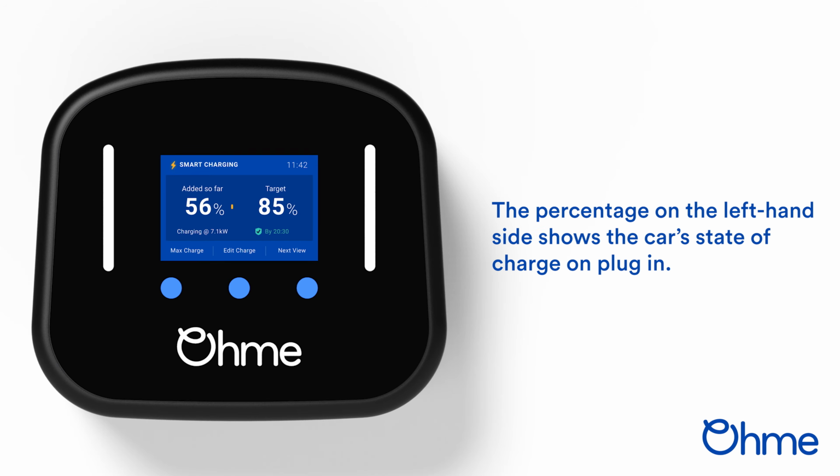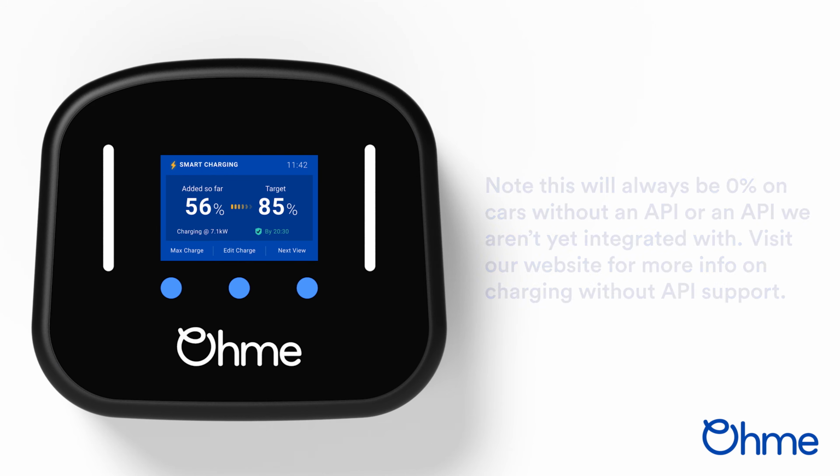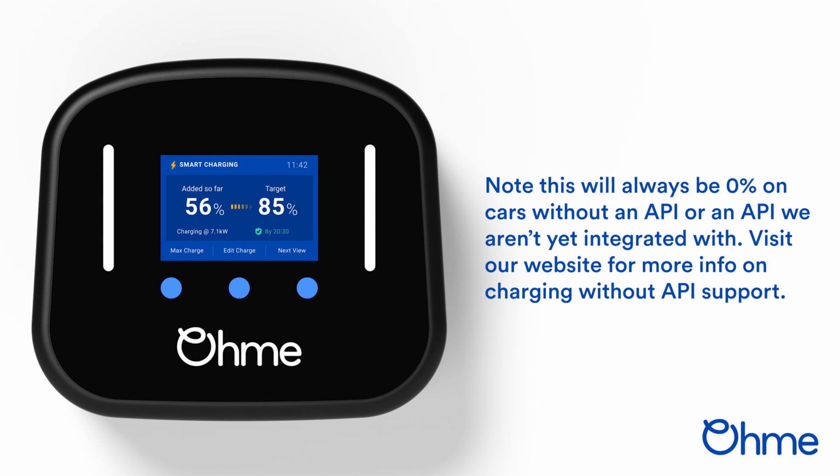Just like in the Ohme app, the percentage displayed on the left-hand side of the dashboard shows the car's state of charge upon plug-in. Note that this will always be 0% on a car without an API, or with an API with which we are not yet integrated. Head to our website for more information on charging with and without API support.